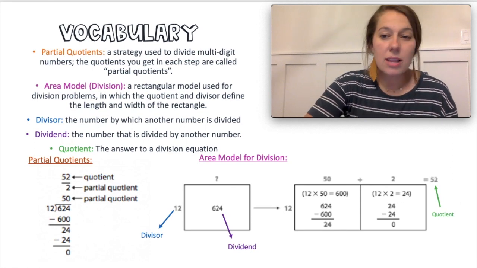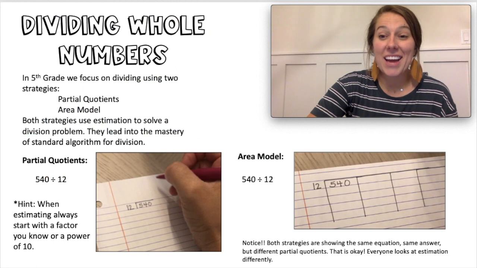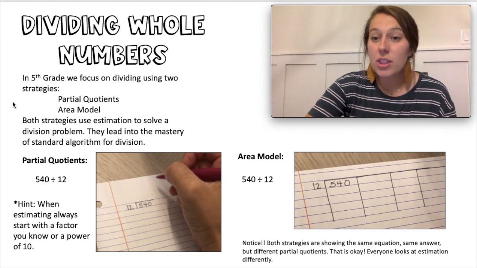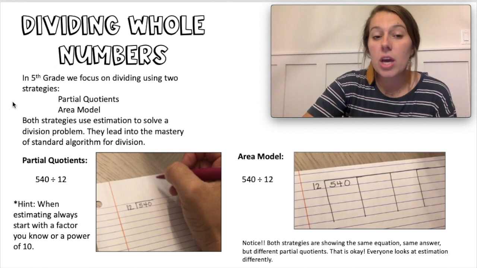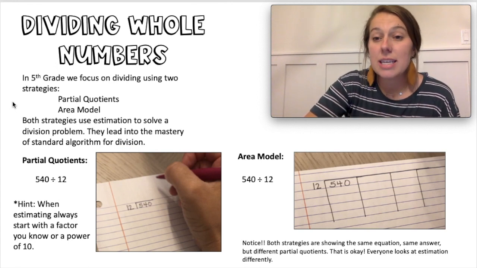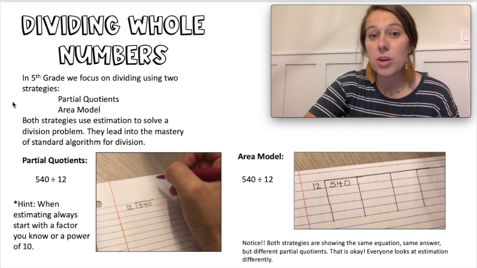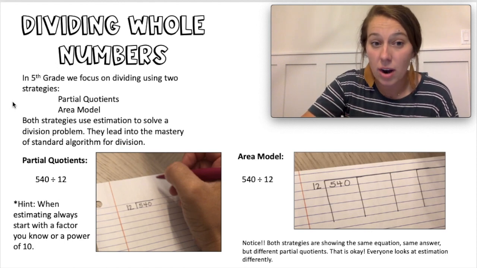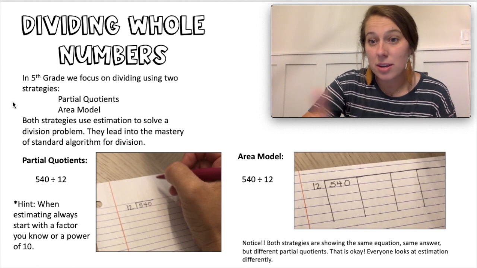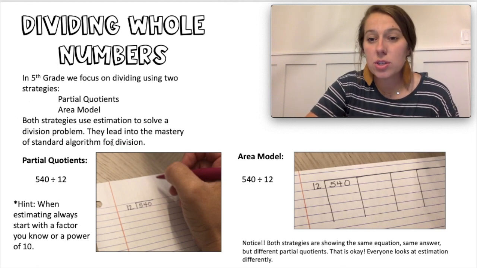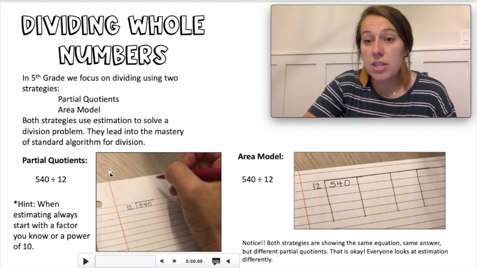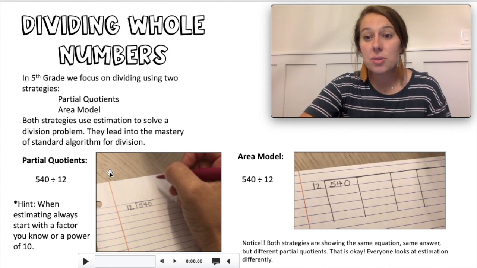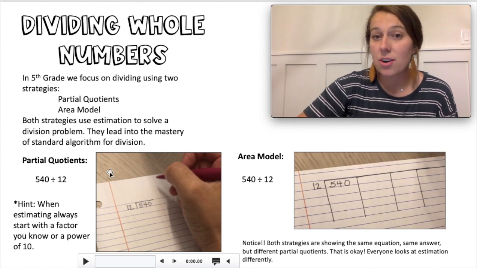Okay, so let's look at dividing whole numbers. In 5th grade, we touch on 2 strategies, which are the 2 we just talked about. Your teacher might have also shown you that standard algorithm. That is what you are going to focus on once you get to 6th grade. But if you've already been exposed to it, that's great. We're just going to review the 2 main ones that we talk about in 5th grade. Both of these strategies use estimation to solve, and that's going to lead you into a true mastery of that standard algorithm.